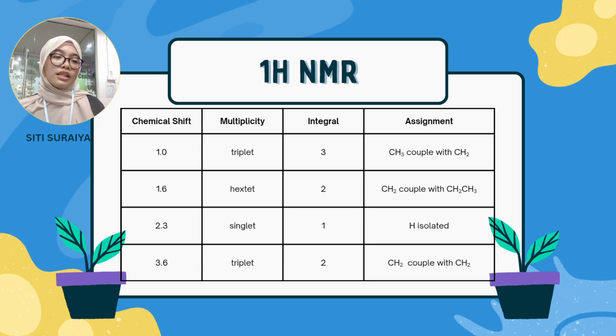Putting all these signals together, the NMR data strongly supports a primary alcohol structure, and the compound is most likely butan-1-ol or possibly butane-1,4-diol, depending on further structural data or symmetry observed in the full spectrum that will be explained by my teammate.